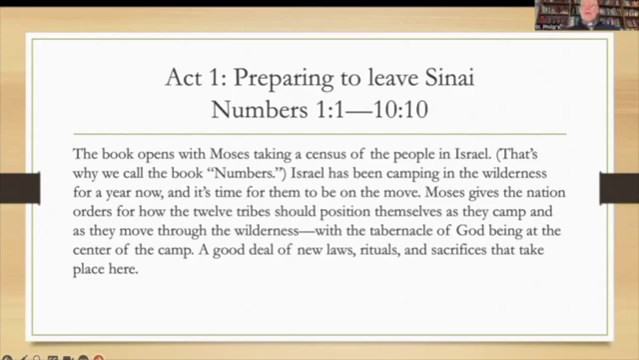He gives them orders for how the 12 tribes should position themselves as they camp and as they move through the wilderness, with the tabernacle of God being in the center. That's that tent where the Ark of the Covenant and the Ten Commandments are. And a good deal of the new laws, rituals, and sacrifices take place in these chapters.